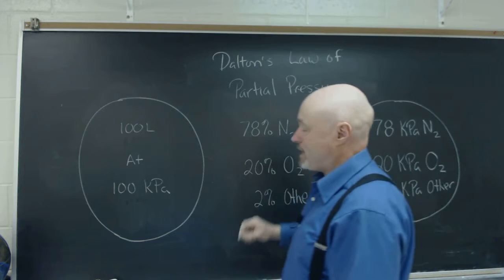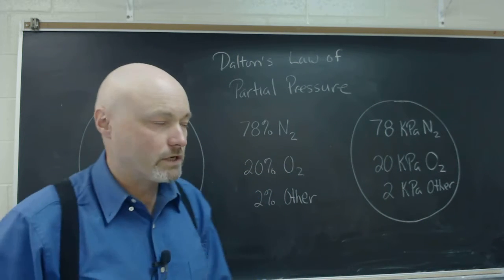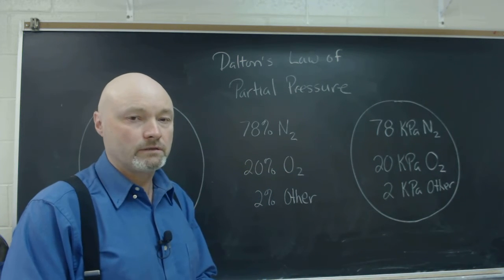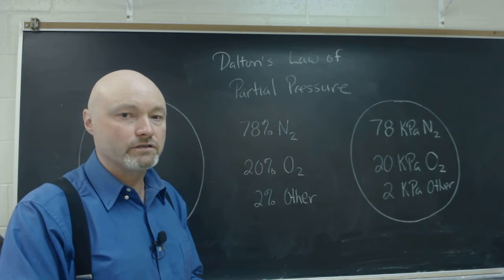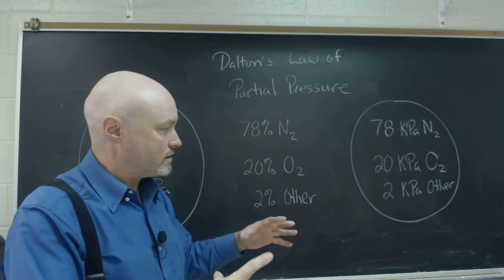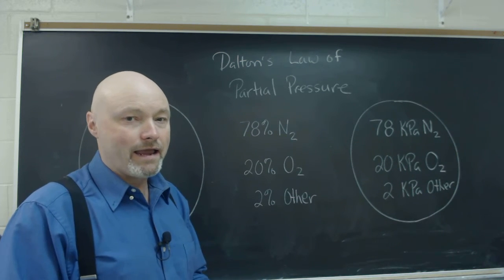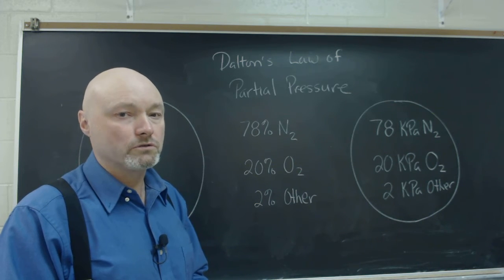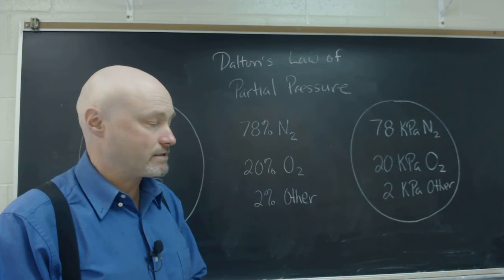And so that's Dalton's law of partial pressures. The total pressure is equal to the sum of the partial pressures of each of those gases that comprise the mixture, and the partial pressure is proportional to the proportion of that gas in the mixture.